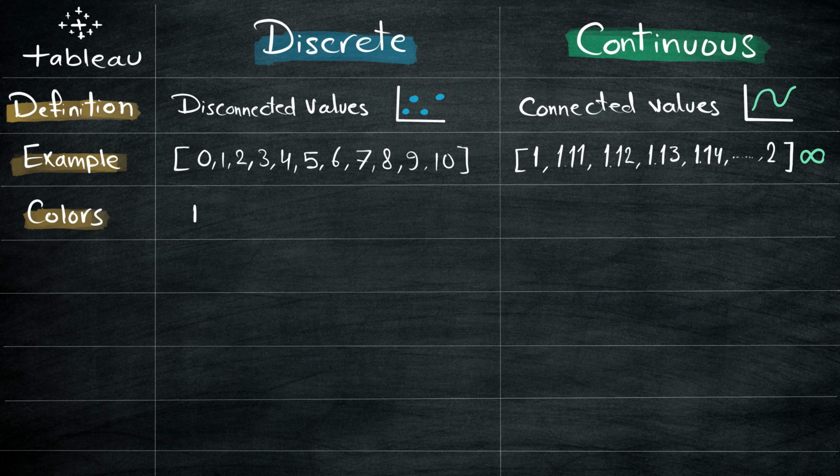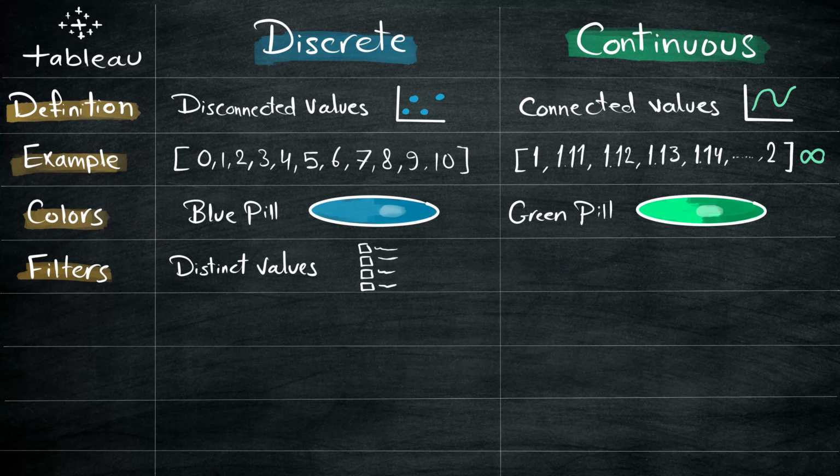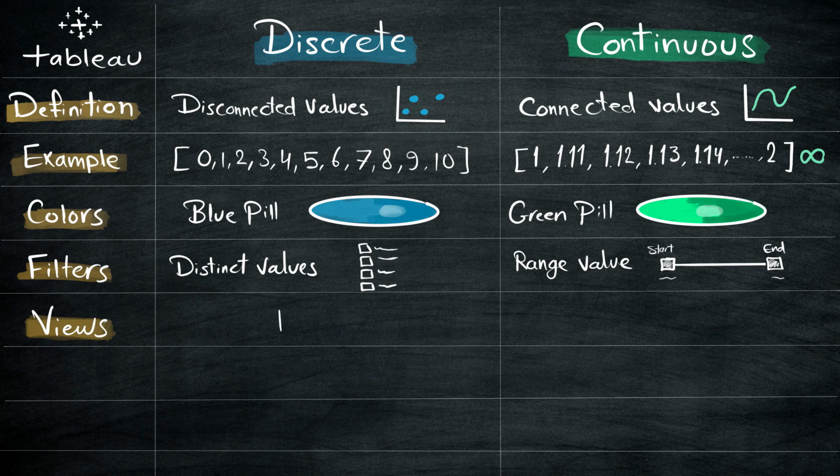Next one is about the colors. Discrete fields are the blue pills and continuous fields are the green pills. Moving on to filters, discrete fields generate filters with a distinct list of all values available in the dataset. And on the other hand, the continuous fields generate a range filter that has start and end values. And next point is about the views. Discrete fields can generate the header of the view showing all possible values, and the continuous fields generate the axis of the view. Again, it's like a range of values.